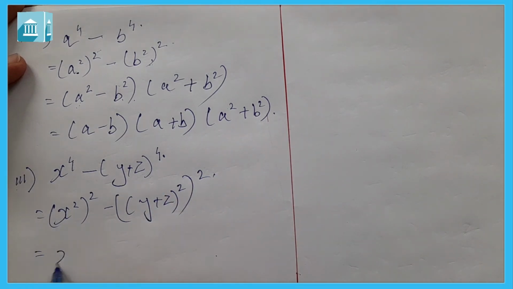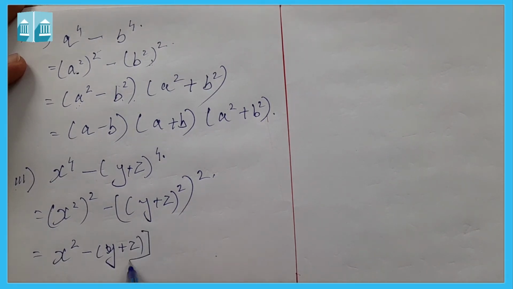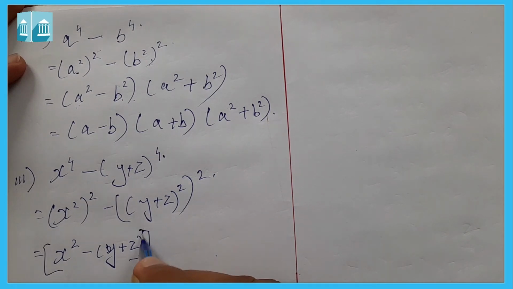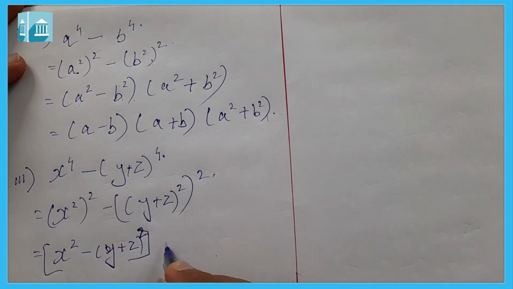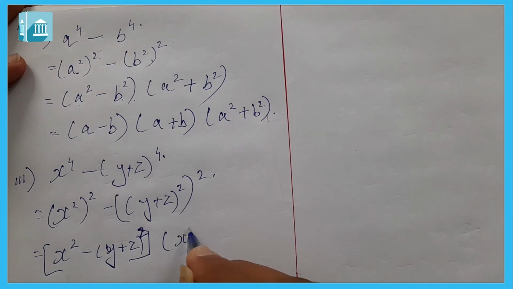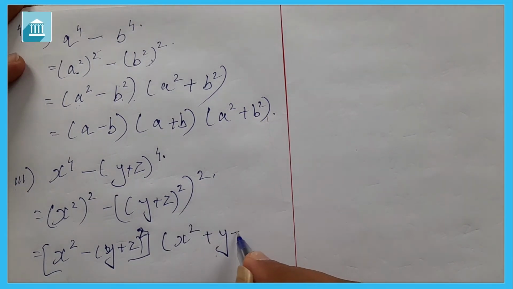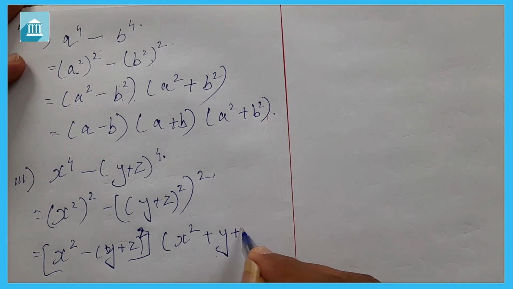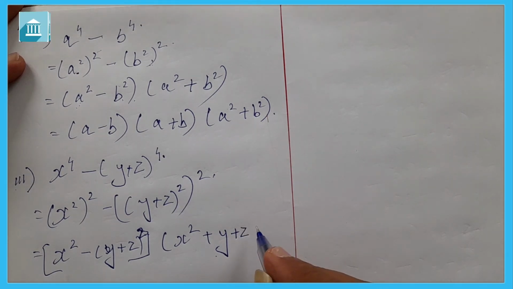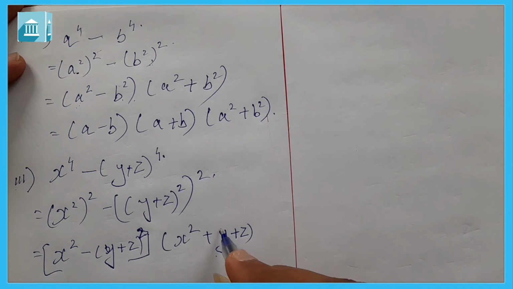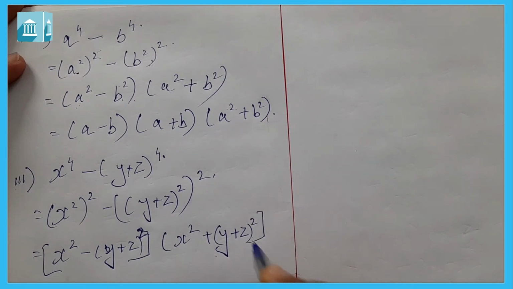So this can be (x square minus (y plus z) whole square) into (x square plus (y plus z) whole square), bracket close.